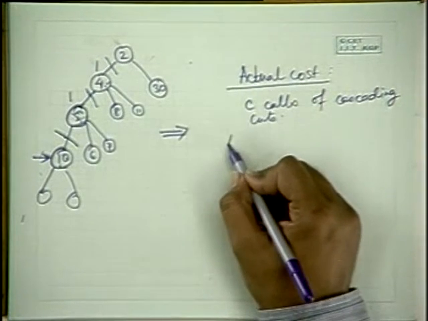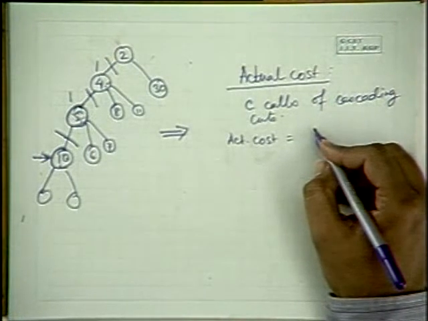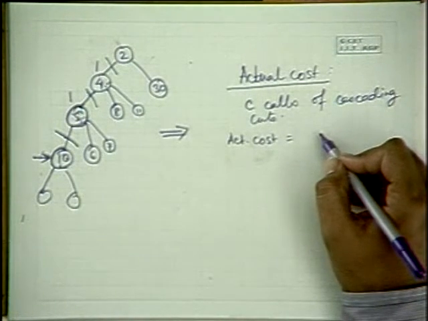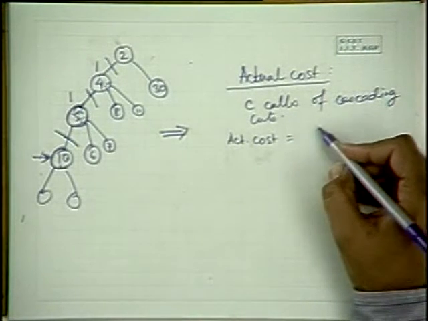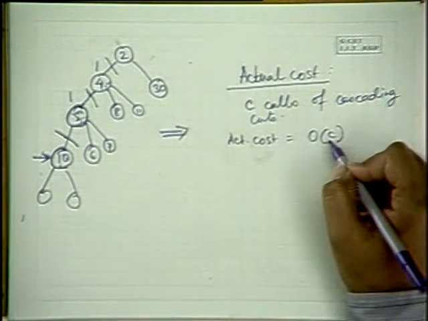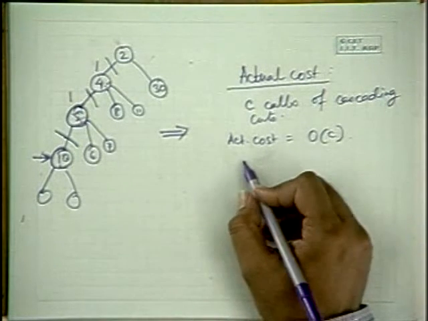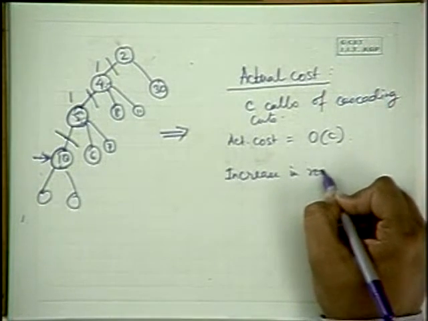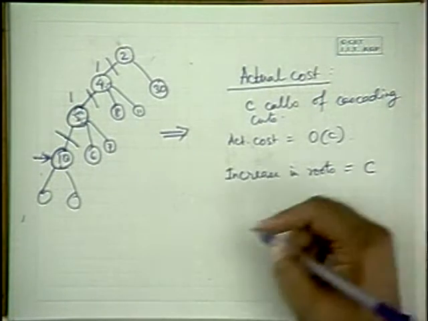Then the actual cost is how much? Sorry, for decrease key, how much is the actual cost? If you go to the algorithm, you will see the actual cost in terms of C is order of C only. Nothing else is done. This is the most time consuming step, so it is order of C. Now, what is the increase in the number of roots? It's exactly C. For each call you put a node in the root cycle.